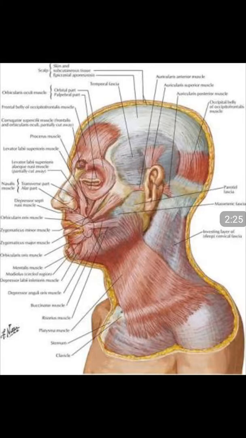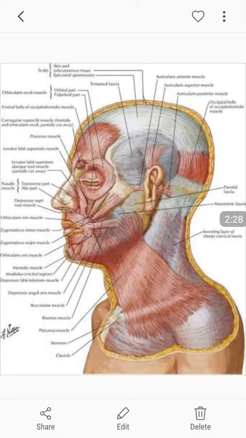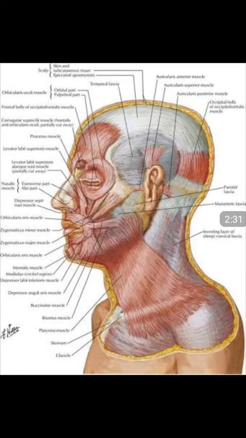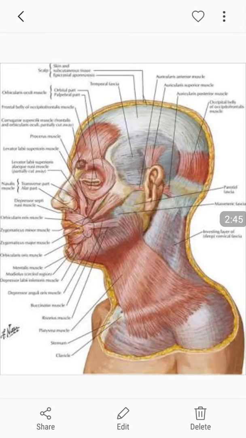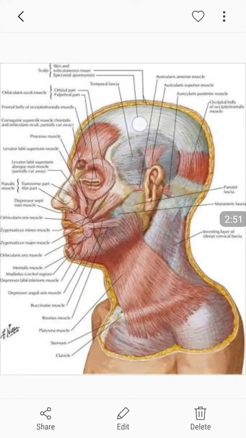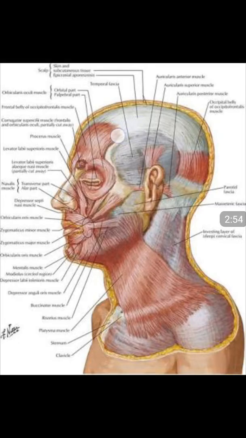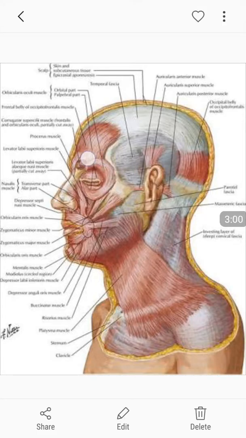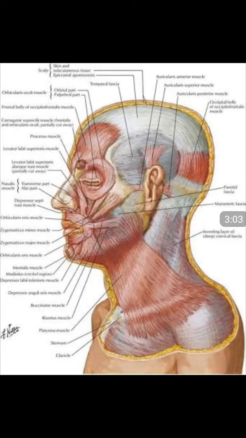This third layer is attached anteriorly to the frontal part of the muscle and posteriorly to the occipital part of the muscle. The important thing to understand about this muscle is that the occipital belly is attached to the superior nuchal line, then the anterior part of this occipital belly is attached to the aponeurosis. And anteriorly, this aponeurosis is attached to the frontal belly, and then this frontal belly is inserted into the skin.